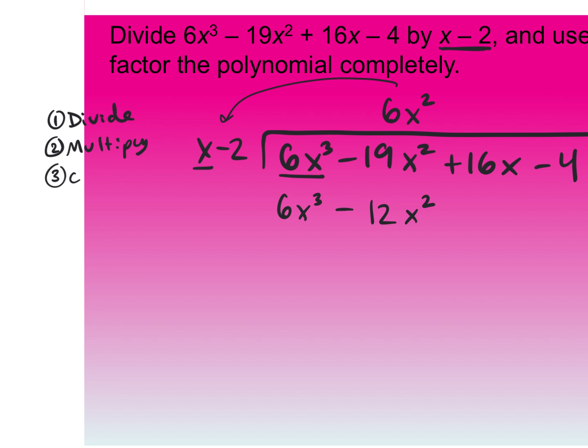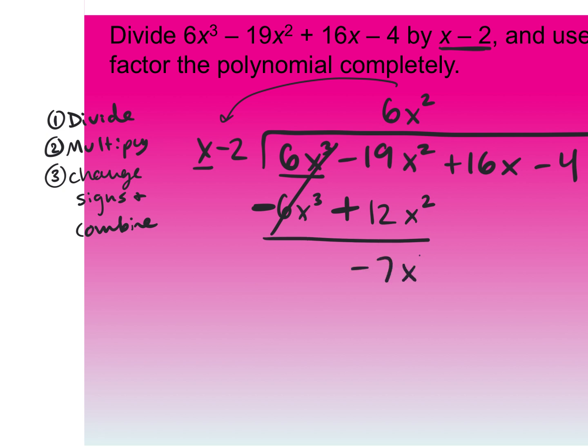Step 3 is we change the signs and combine. So change the signs, and combine. 6x cubes cancel. Negative 19x squared plus 12x squared would be negative 7x squared. So notice how still my like terms are in line.